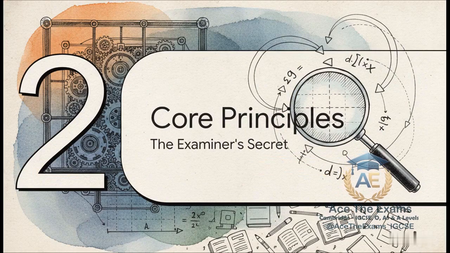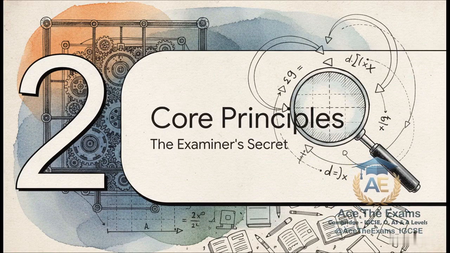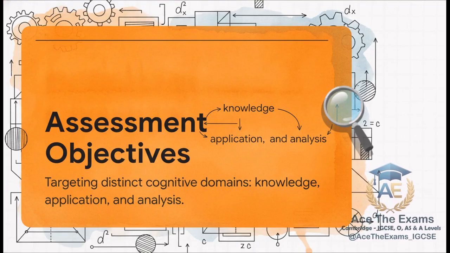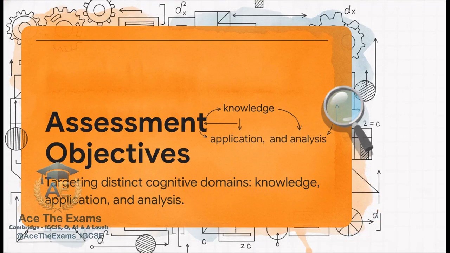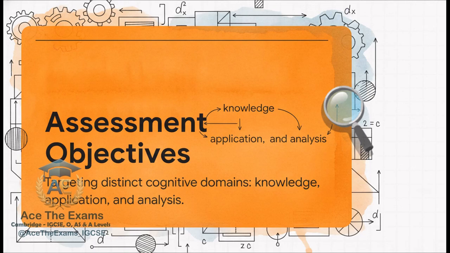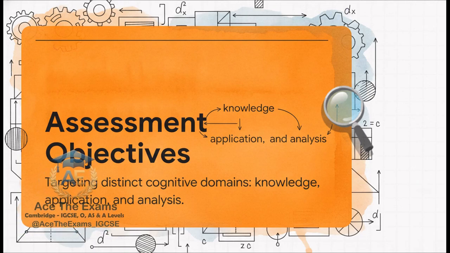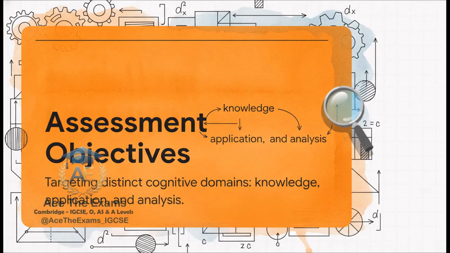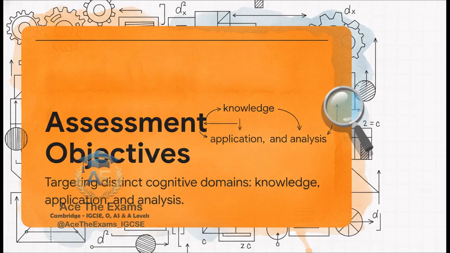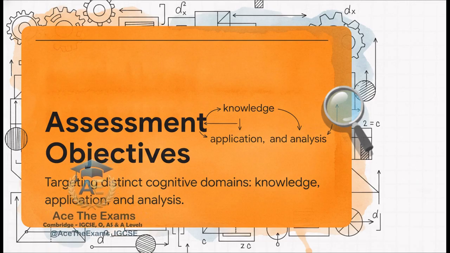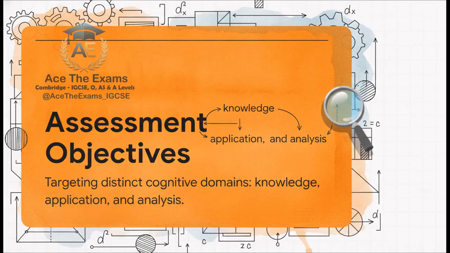Moving on to Section 2, Core Principles, the Examiner's Secret. Listen, if you want to think like the person actually grading your paper, you need to understand the theoretical architecture behind the exam itself. The absolute quickest win you can get right now is grasping these assessment objectives. Examiners are targeting distinct cognitive domains here: your baseline knowledge, your ability to apply that knowledge, and your analytical skills. When you evaluate whether an equation needs the product or quotient rule through these three specific lenses, you stop just doing math and you start engineering a perfect mark scheme response.